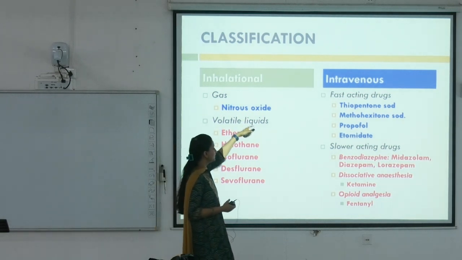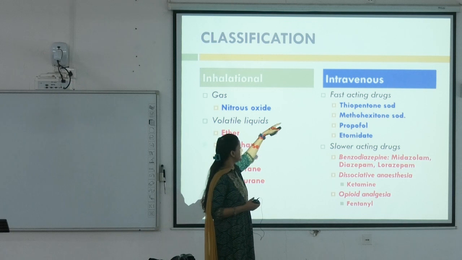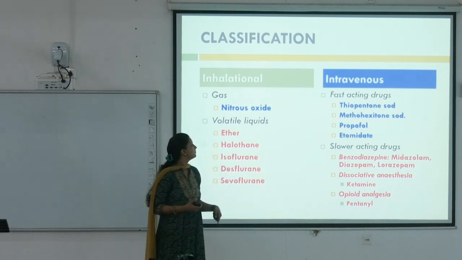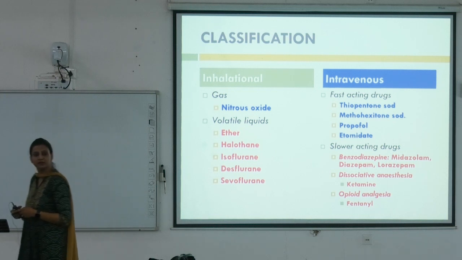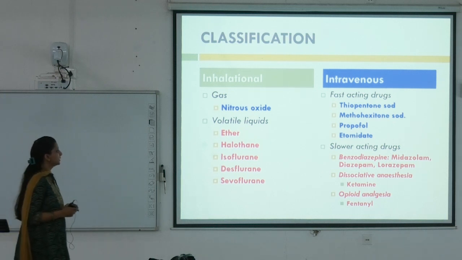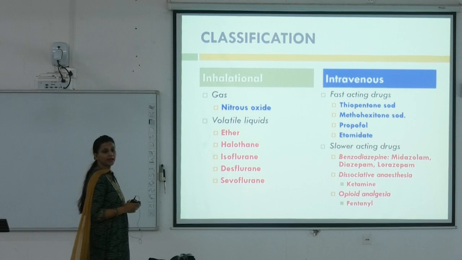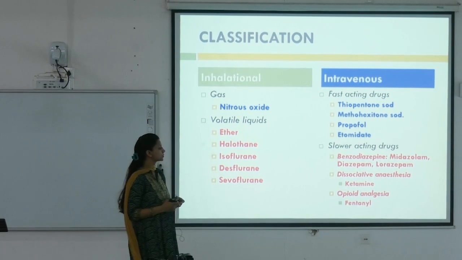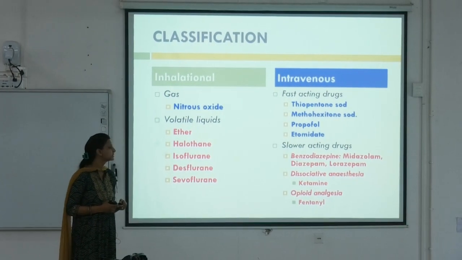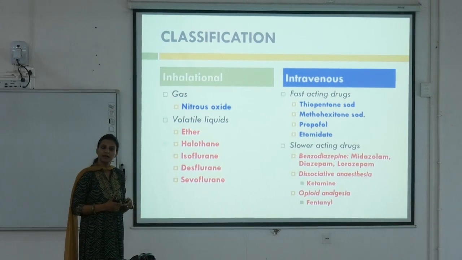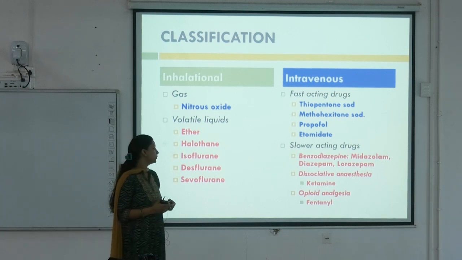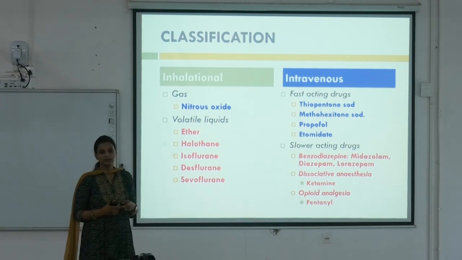These are again divided into different groups, either fast acting or slow acting. Fast acting এর মধ্যে কি আসছে? What do we get in fast acting? Thiopentane sodium, methohexitone, propofol and etomidate. Next, slower acting এর মধ্যে benzodiazepine. Then we have the dissociative anesthesia, again an important short note, ketamine and opioid analgesic fentanyl.